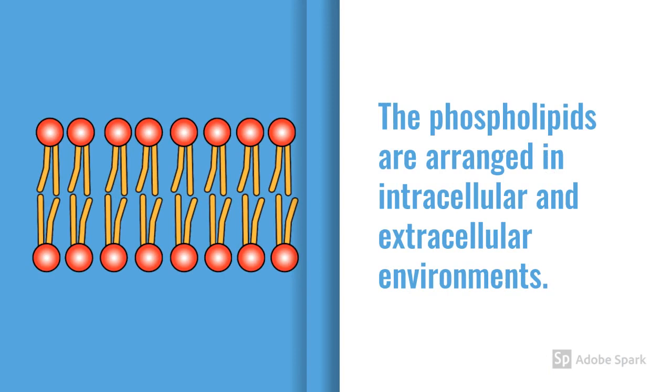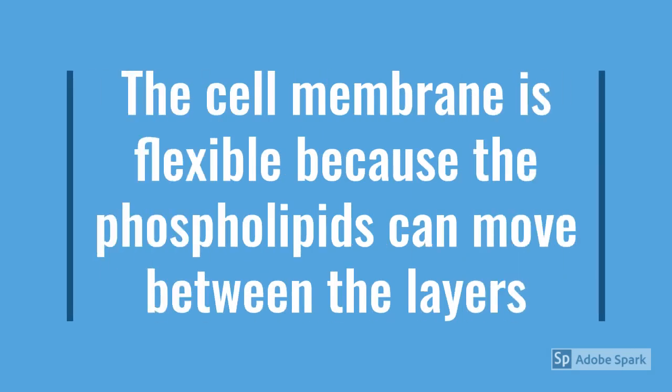A phospholipid is a type of lipid, fat, and makes up part of the cell membrane. Phospholipids are arranged in intracellular and extracellular environments. Intracellular environments are areas inside a cell, and extracellular environments are areas outside of a cell. So you have phospholipids outside of the cell and inside of the cell. This allows the cell membrane to be flexible as the phospholipids can move between the layers.